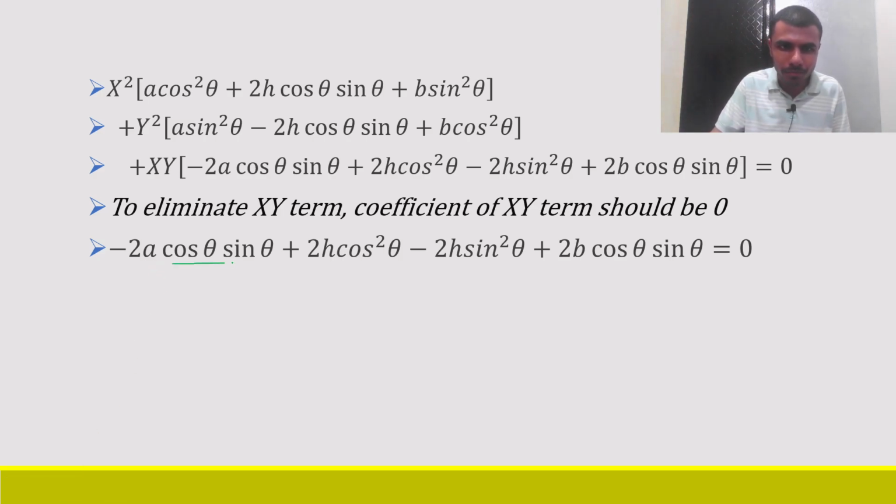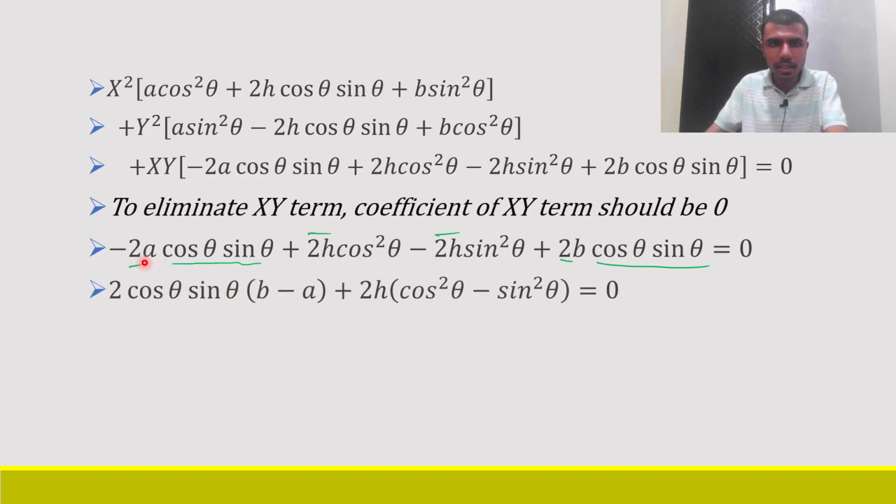Now see, in these two terms I can take 2 cos theta sin theta common. If I do that, I get minus a plus b, and in these two terms if I take 2h common, I get cos square theta minus sin square theta. So 2 cos theta sin theta into b minus a, plus 2h into cos square theta minus sin square theta.